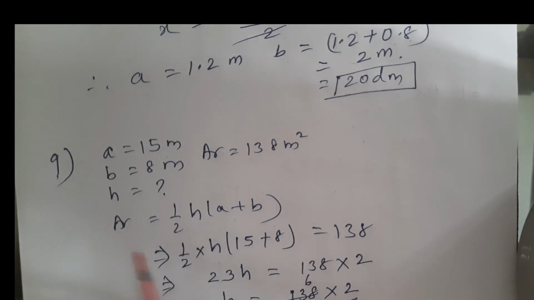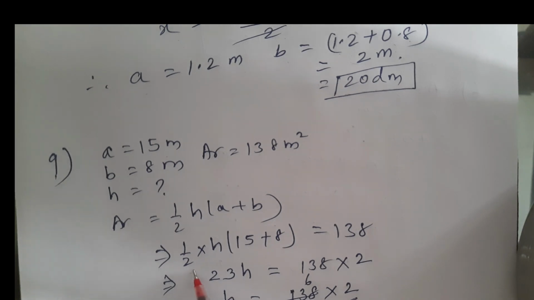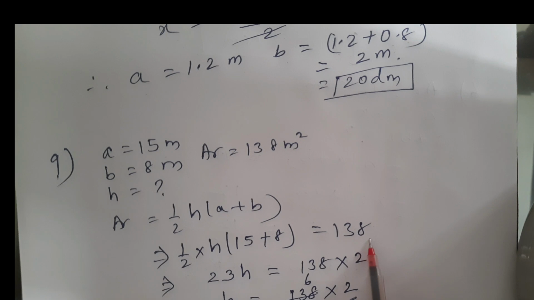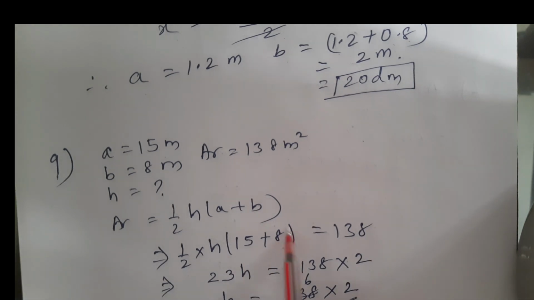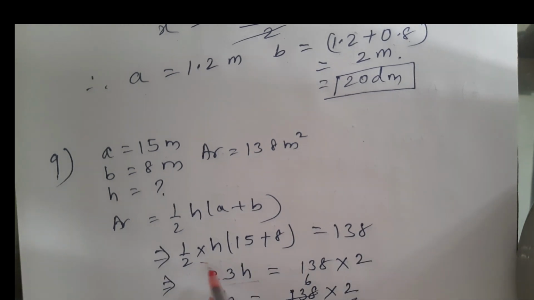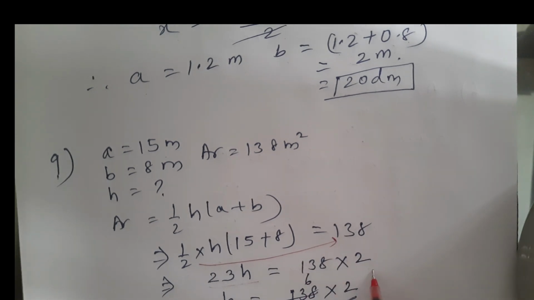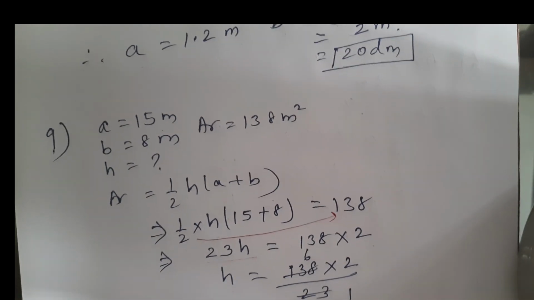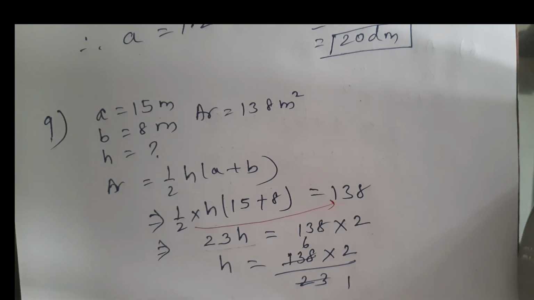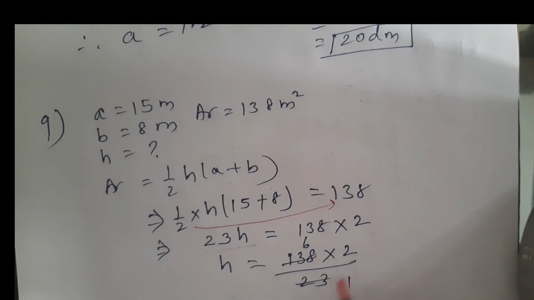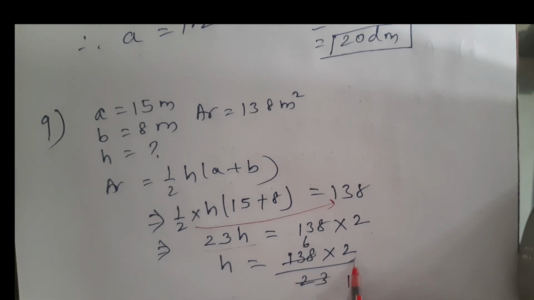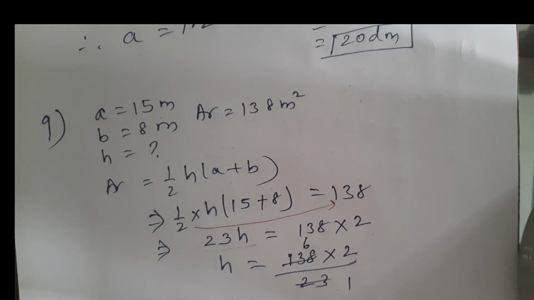So let's start with the area formula. Area of trapezium is half h (a plus b). Here, half h, one parallel side is 15, the other is 8, area is 138. Adding 15 and 8 gives 23h. Again I multiplied by 2 here, so it's 138 multiplied by 2. To find height, we shift this 23 to the denominator in division. So 138 multiplied by 2 divided by 23. 23 times 6 is 138. Now we are left with 6 and 2 in multiplication. So 6 times 2 is 12. Thus the height is 12.